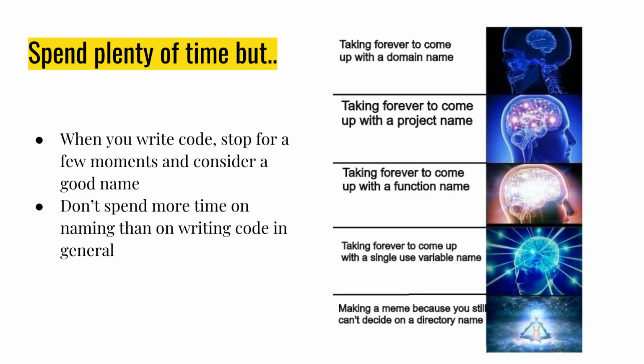When it comes to naming, you should spend plenty of time. So stop for a few moments and consider a good name. A good tip for naming is to first look up your chosen framework. Look how they do it. Look how they name the same operation that you would implement. And based on that, do the same. A similar name will work really well. And like that, you will stay consistent with the framework.